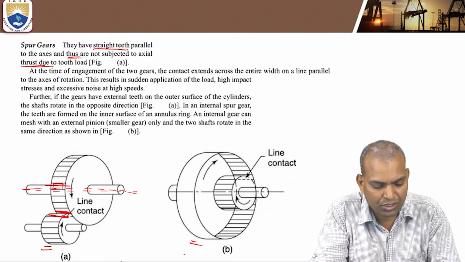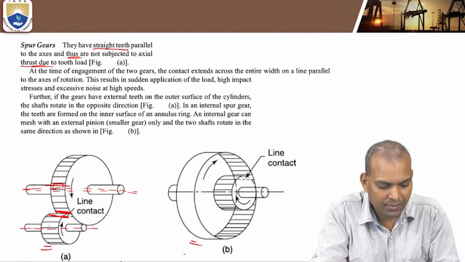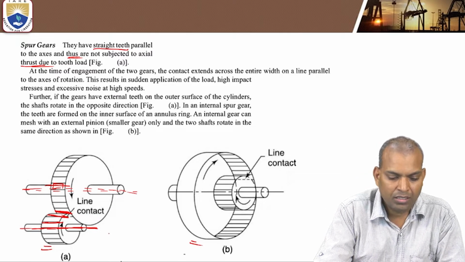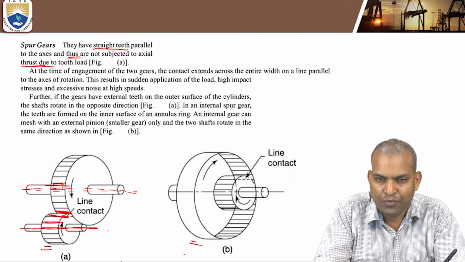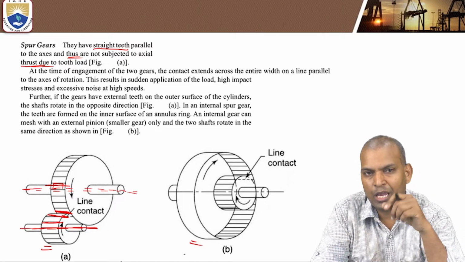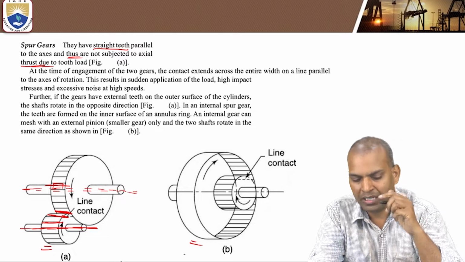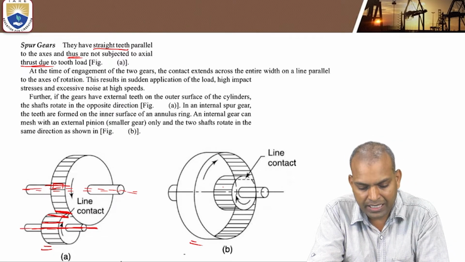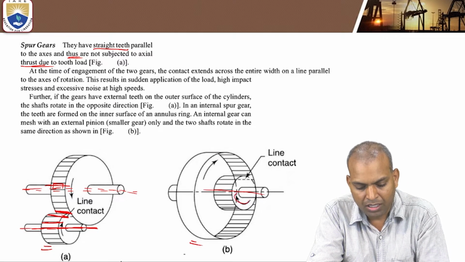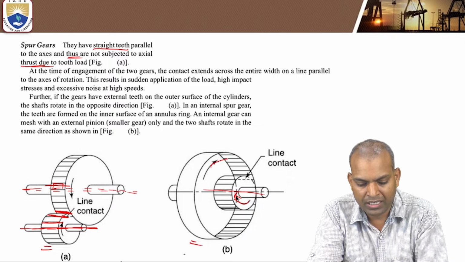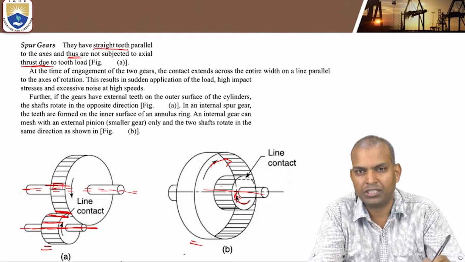Okay, what is the axis of rotation? This is the axis of the rotation. These are the teeth. One more thing: if you want to transmit the motion in the same direction, figure B indicates inner contact in the same direction. The outer wheel has the same direction of motion as the inner wheel. Both are in clockwise direction.